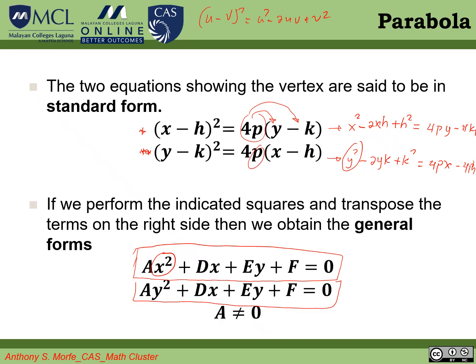Okay, so remember that this equation, class, is the general form of the equation of a parabola. Remember that a must not be equal to 0. Otherwise, if a is equal to 0, what will happen? The first term here becomes 0, and our equation becomes a line. It's no longer a parabola.